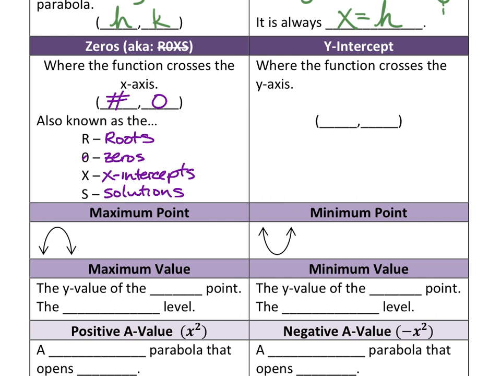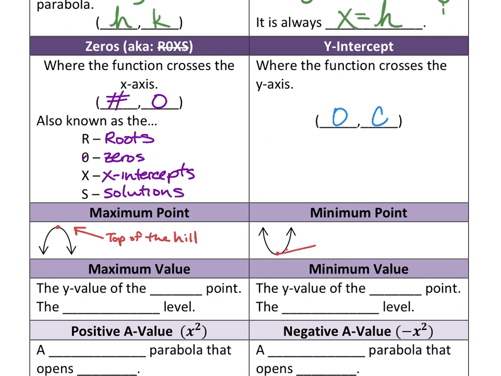Now, the y-intercept, where the graph begins on the y-axis, is where the graph crosses the y-axis. It's always going to be 0, some number, but we're actually going to start calling this number c, for where the graph crosses the y-axis, the constant. Now, these graphs have either a maximum point or a minimum point. The ones that look like hills, the top of that hill right there is called the maximum point. Top of the hill. That's not an official math term. That's what we're going to call it. The top of the hill is a maximum point.